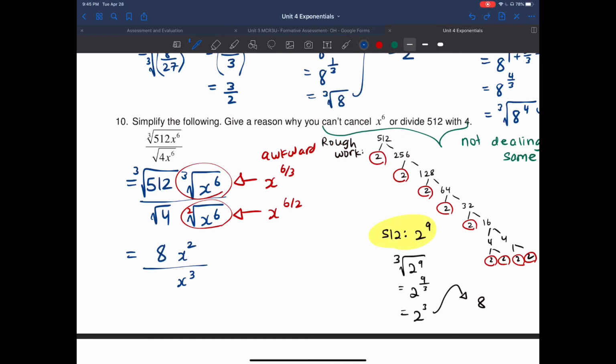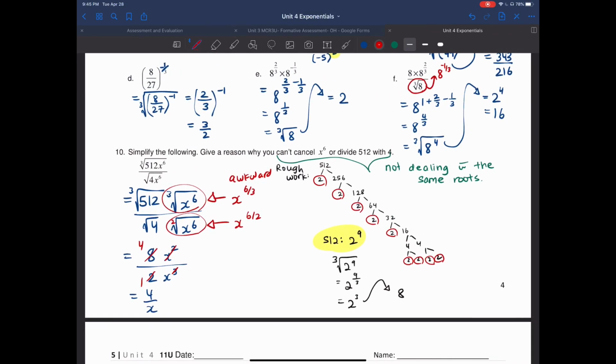And then on the bottom, well, square root of 4 is 2. And that's simple. And so 8 divided by 2 is 4 over 1. And so as my final answer, I get 4 over x, just because this all cancels out and I have 1x on the bottom. So basically, I wasn't able to cancel these out because we're not dealing with the same roots. Along the top, I have cube root, and along the bottom, I have square roots. So I wasn't able to cancel it out because that was the case.